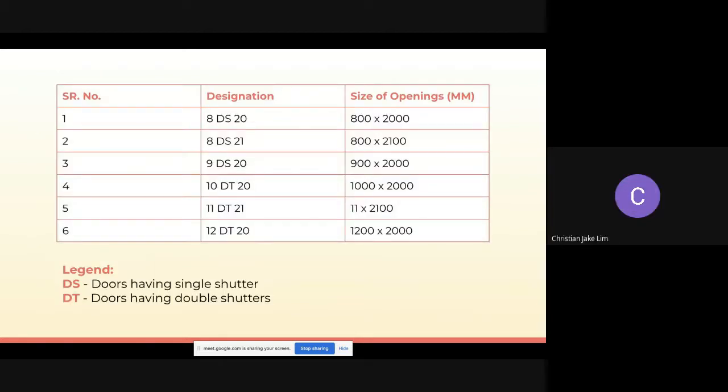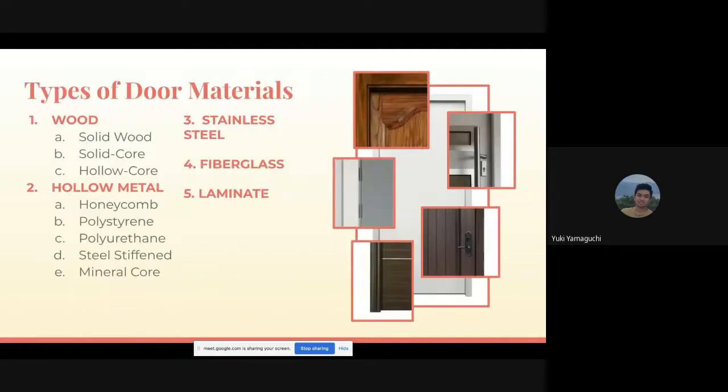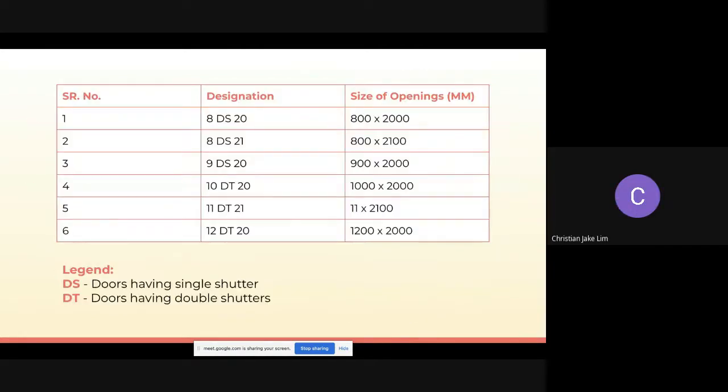In terms of the destination of doors, this is how the destination of doors is usually labeled, and this determines the number of shutters and the size of openings of a door. DS stands for doors having a single shutter, while DT stands for doors having a double shutter. The size of an opening is indicated by the number, like 8DS20. Each of these is equivalent to 100 millimeters, so basically, you will just have to multiply the number here by 100 millimeters.